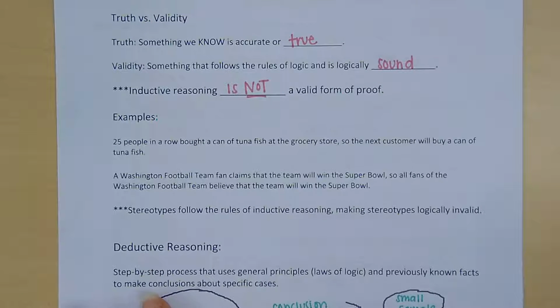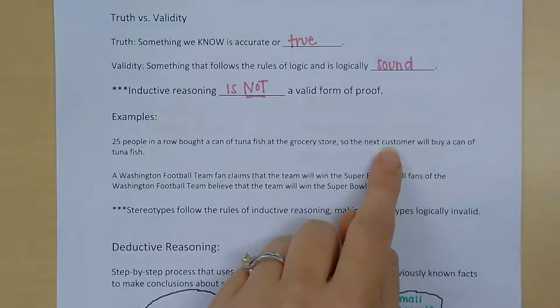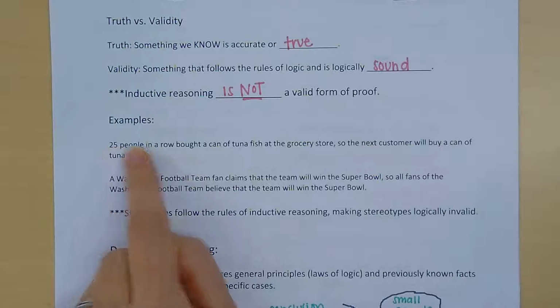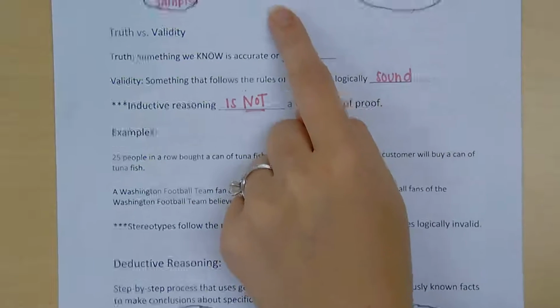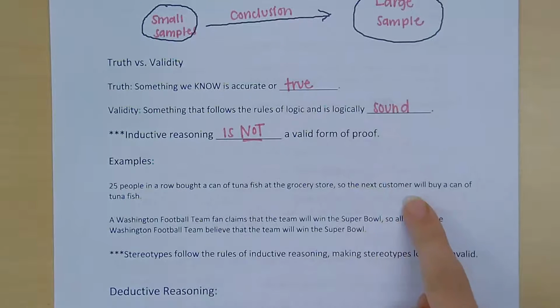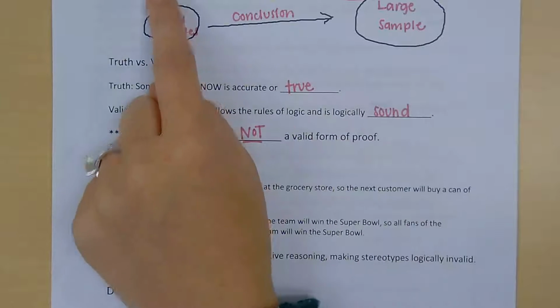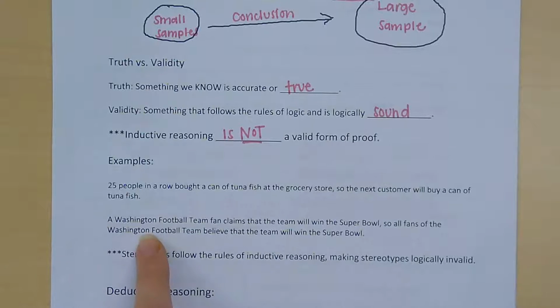25 people in a row bought a can of tuna fish at the grocery store. So the next customer will buy a can of tuna fish. So we had the pattern of 25 people in a row buying tuna. So then we can conclude that the next customer will buy a can of tuna. Maybe the customer will buy tuna. Maybe not. That is why inductive reasoning is not logically sound. Right? Let's look at another example.